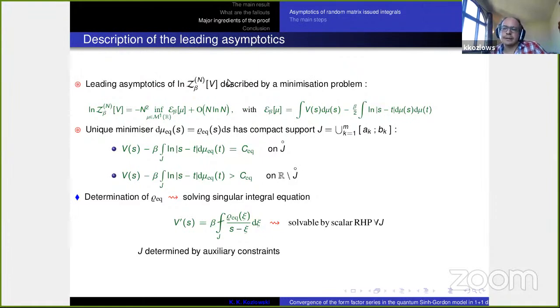So basically, the leading asymptotics are described by a minimization problem of some functional living in the space of probability measures. You can show that the minimizer is unique and it satisfies some singular integral equation for its density. It's supported on some compact union of compact intervals whenever the potential is reasonable enough. And actually, you can even solve the singular integral equation describing the density of the minimizer of this functional by solving a scalar Riemann-Hilbert problem. And then you determine its support, at least theoretically, by solving some additional constraints. So there is a clear path to understanding n-fold integrals.